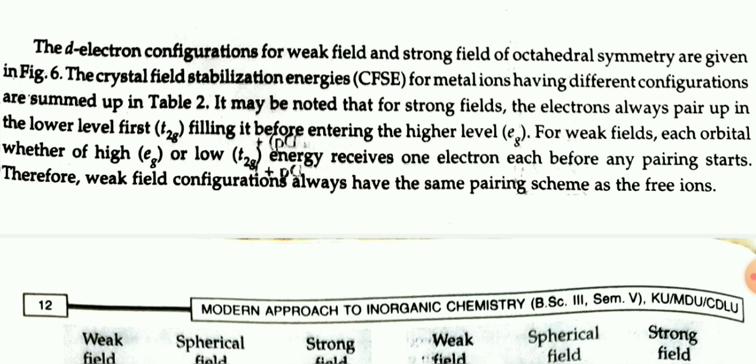It may be noted that in the strong field, the electrons always pair up in the lower level first, filling it before entering the higher level. For weak field, each orbital, whether of high or low energy, receives 1 electron each before any pairing starts. Therefore, weak field configurations always have the same pairing scheme as the free ions.